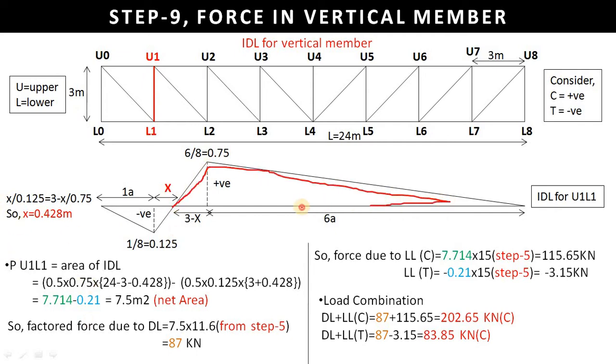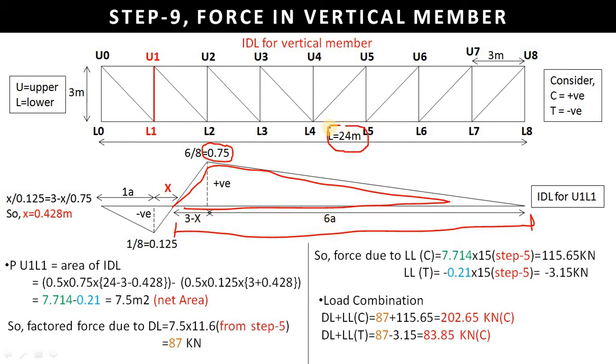We will see this triangle. For this triangle, the area will be half into base. So in our case, half, 0.5 into height 0.75 into base. The base will be from this to this, which will be 24 overall, 24 minus this distance. So 24 minus this panel, which is of 3 meters, and distance x, which is 0.428. So 24 minus 3 minus 0.428.